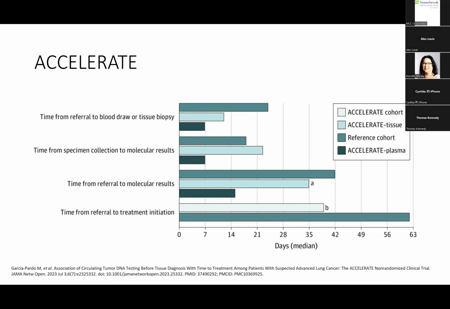The main areas where this seems to have improved the time to treatment is in both a shorter time between referral and actually obtaining the blood draw versus a tissue biopsy, you can see here, as well as a shorter time from the biopsy to results of molecular testing, seen here. This potentially provides an area where patients who we already know are at high risk for clinical deterioration with advanced lung cancer are potentially able to begin treatment more quickly, and that might provide actually changes in their disease course.